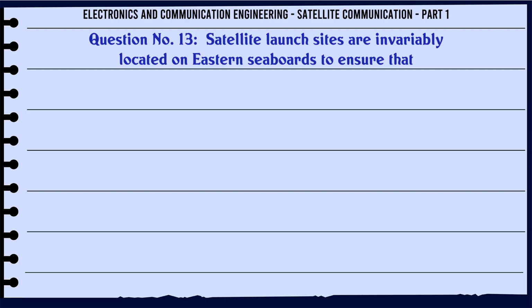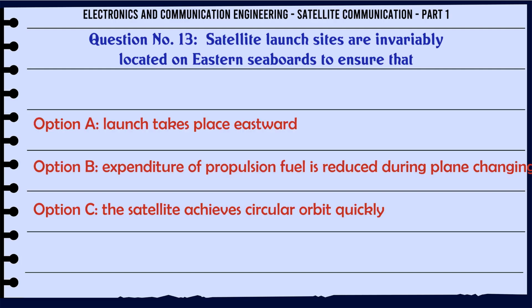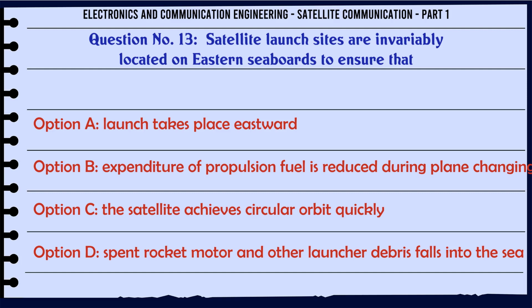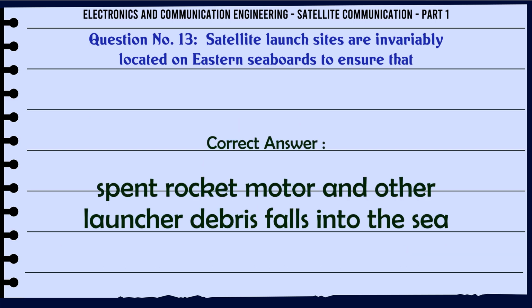Satellite launch sites are invariably located on eastern seaboards to ensure that A. launch takes place eastward, B. expenditure of propulsion fuel is reduced during plane changing, C. the satellite achieves circular orbit quickly, D. spent rocket motor and other launcher debris falls into the sea. The correct answer is spent rocket motor and other launcher debris falls into the sea.